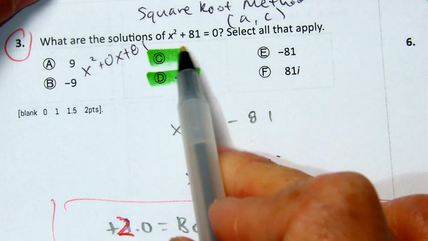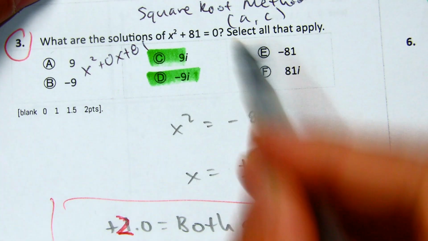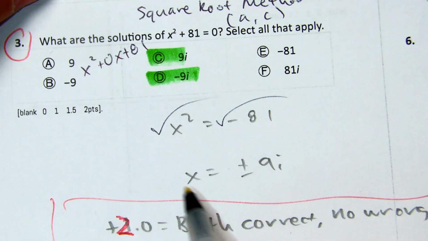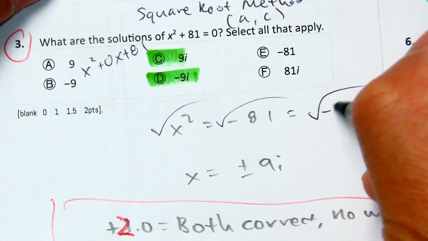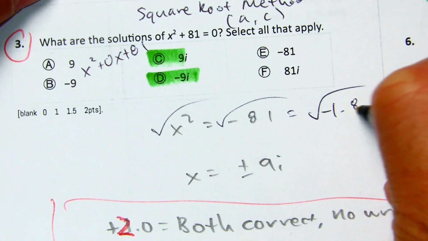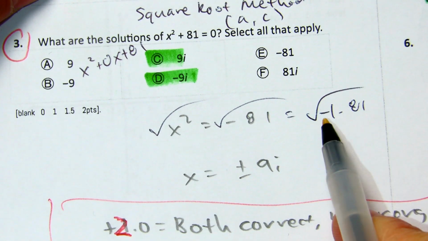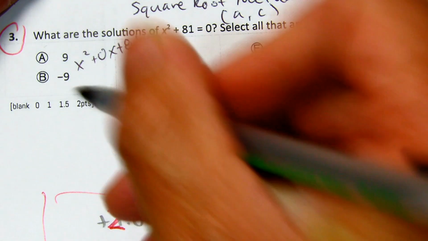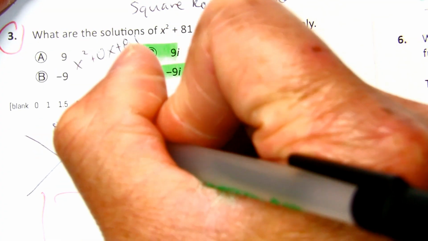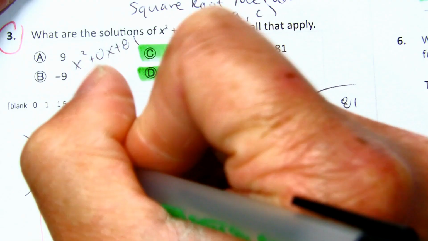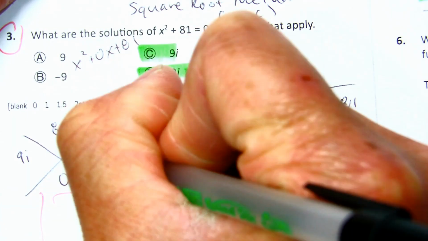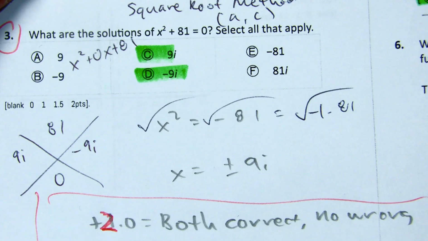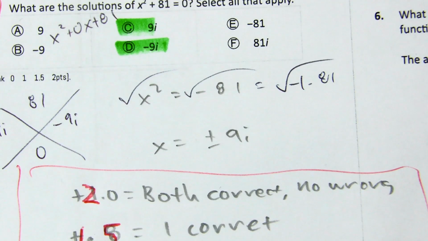I just subtracted the 81, took the square root of both sides. Remember, this breaks down the factors of negative 1 and 81. So square root of negative 1 is i. Square root of 81 is 9. If you chose factoring, you would have to just do 9i and negative 9i. Okay, so your answers are C and D.